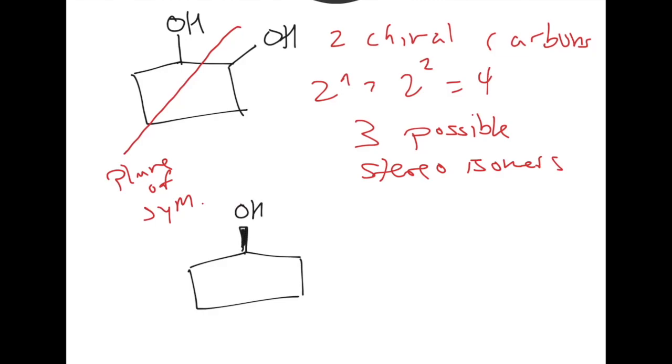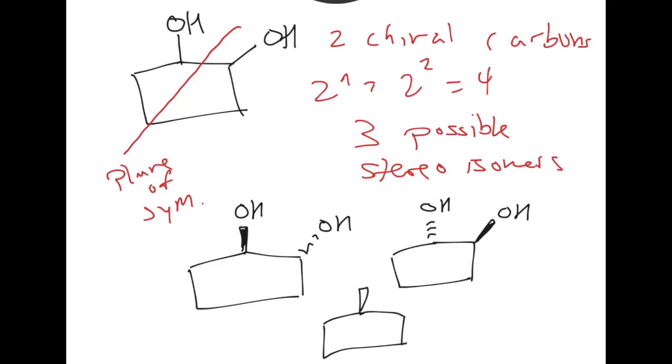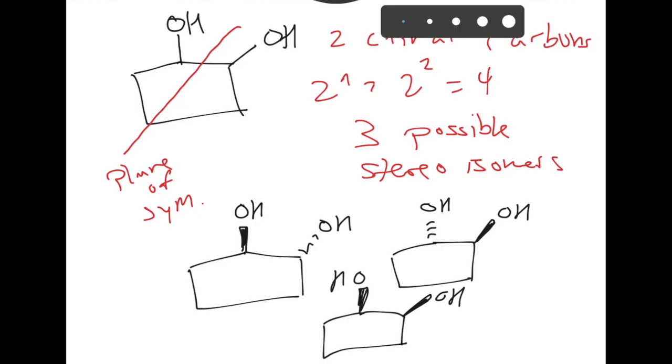So I'll have this and that, which are enantiomers of one another. But the isomer with the two OH groups on the same side is going to be meso. It has a plane of symmetry right here. So there's no enantiomer of this compound, so I only have 3 possible isomers.